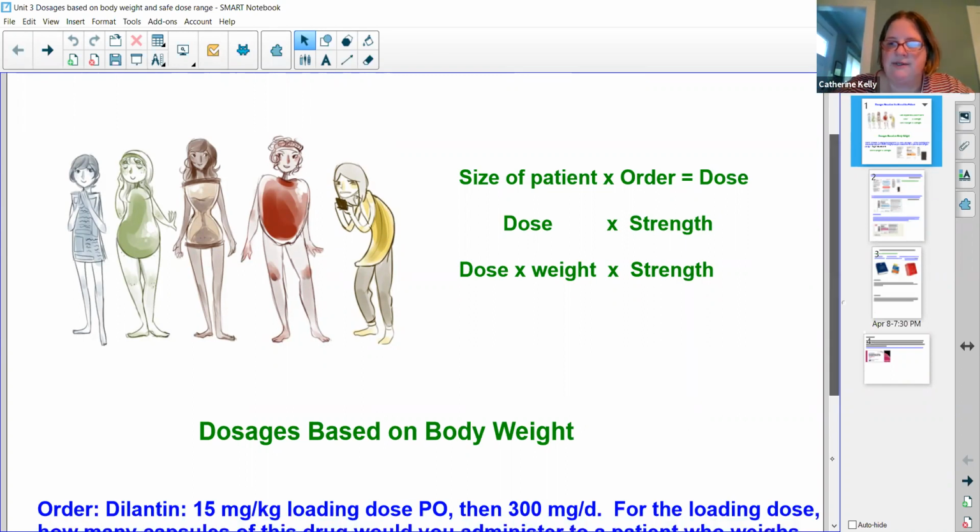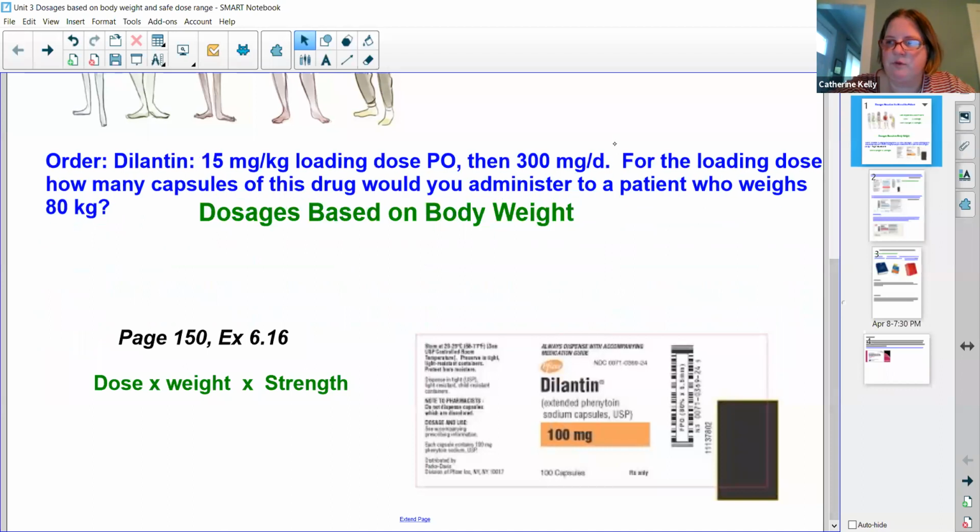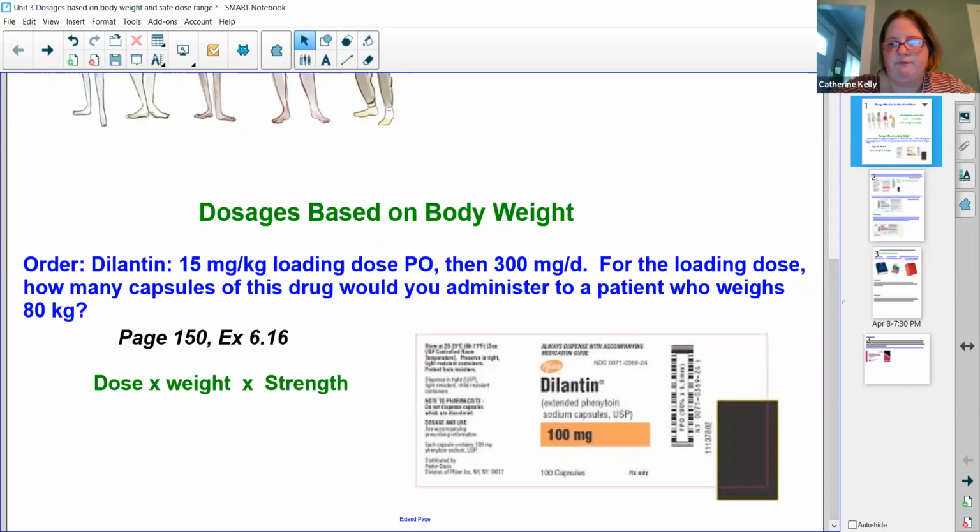So if we look at this, it says dosages based on body weight. The order is Dilantin, 15 milligrams per kilogram for the loading dose by mouth, then 300 milligrams per day. All we want to know is for the loading dose, how many capsules of this drug would you administer for a patient who weighs 80 kilograms?